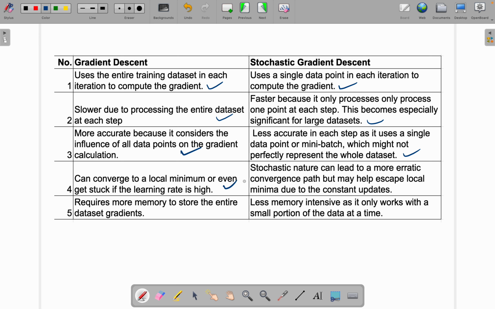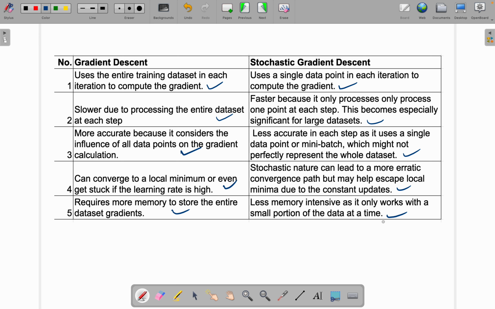The fifth point is that gradient descent requires more memory to store the entire data set. It's very clear, right? We are using all training points to update weights, so it will require more memory. While stochastic gradient descent is only using one point at a time, so it will require very little memory, right? We can load one point at a time and update our weights accordingly, right? Okay, so these are some points on gradient descent versus stochastic gradient descent.